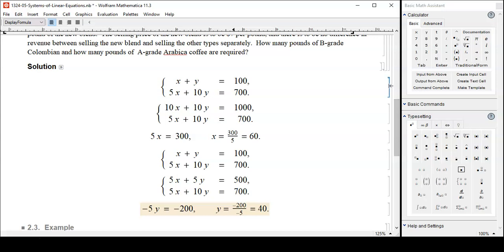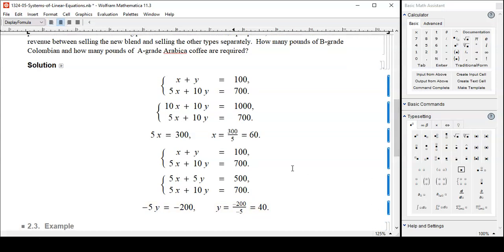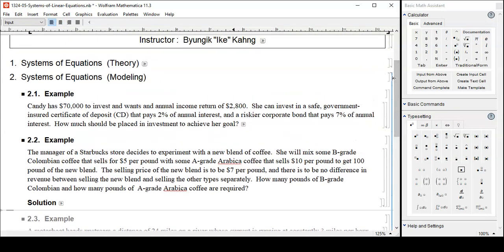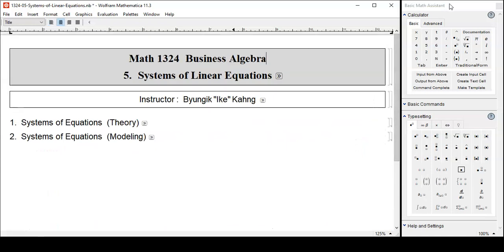So you can use elimination as well if you prefer. In my experience, most students preferred substitution, but I usually do elimination better.